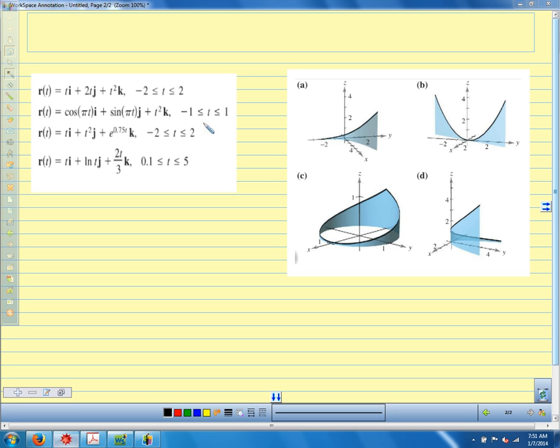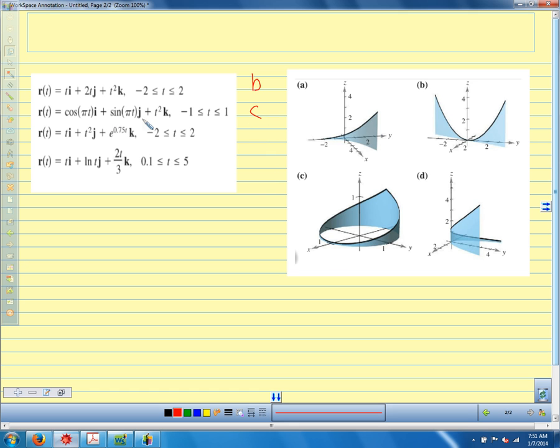Sines and cosines. So in the xy plane we have sine pi t and cosine pi t. So x squared plus y squared equals 1. So we get a circle in the xy plane. And the only one that has a circle in the xy plane is C. So this is going to be B, and this one's going to be C.